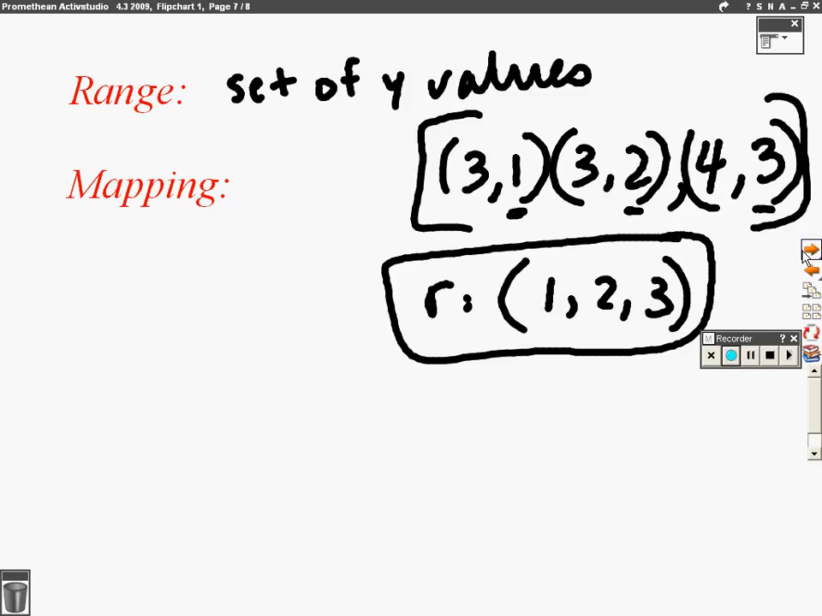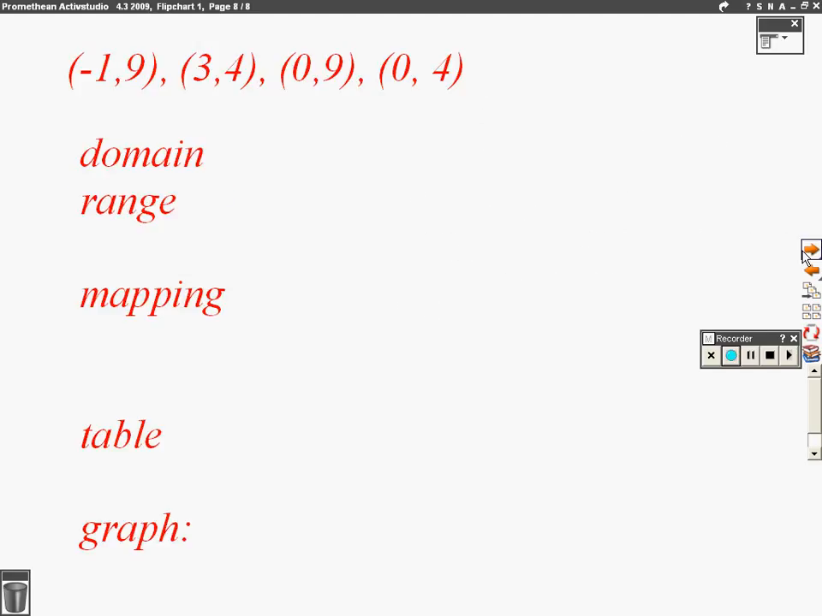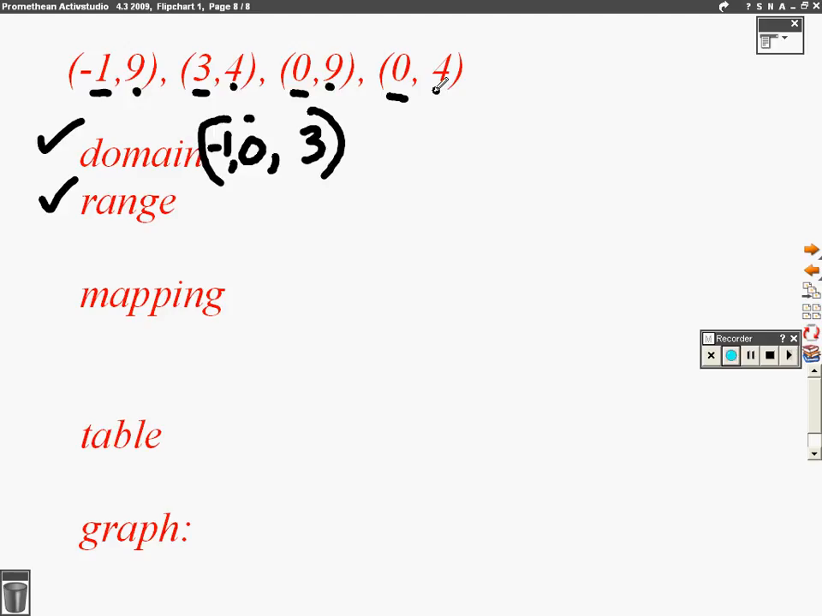Now, mapping. Mapping would be right here. So we know we've got domain, we know what range is. So well, let's just go in order. Domain in this case would be these. We only have to list each once. So it would be -1, 0, 3. The range would be the y values, which would be this, this, this, and this. There's only a 4 and a 9. So there are my ranges.